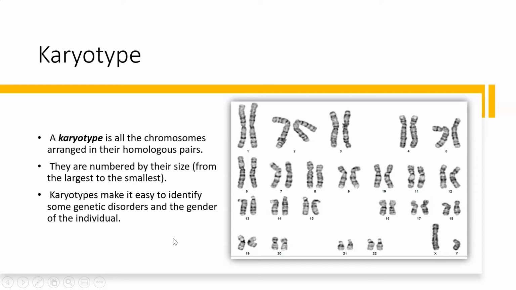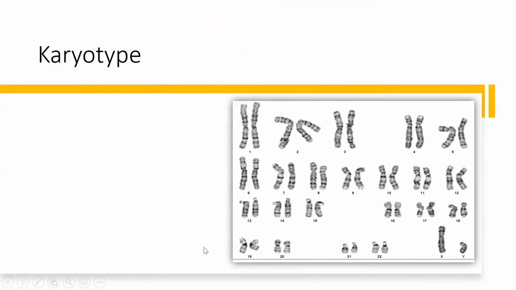Karyotypes make it easy to identify genetic disorders and the gender of an individual. So if you align the chromosomes into the order of size, you can then locate different genes along the way, especially if you're looking at genetic disorders or the sex of the offspring. So is this individual we're looking at here male or female? We need to look at this pair here, and that pair is an X and a Y.